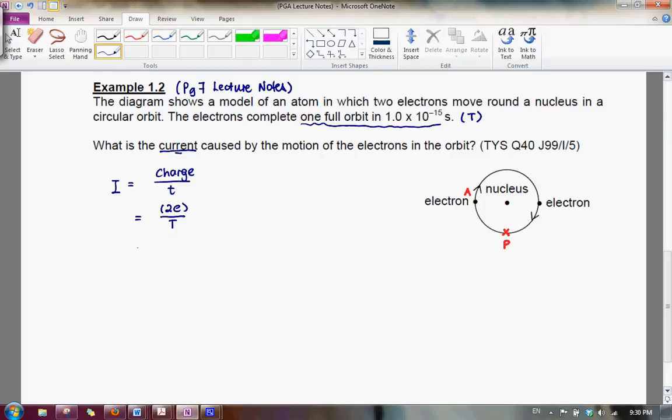So what we will have is therefore that will give us the current, 2 times 1.6 times 10 to the power minus 19, where the charge of one electron e is 1.6 times 10 to the power minus 19. Again here, I do not consider the negative sign because I'm simply taking a magnitude. And for one full orbit, the time taken is 1.0 times 10 to the power of minus 15 seconds. That will give me my current, which is 3.2 times 10 to the power minus 4 ampere. And that is the answer.